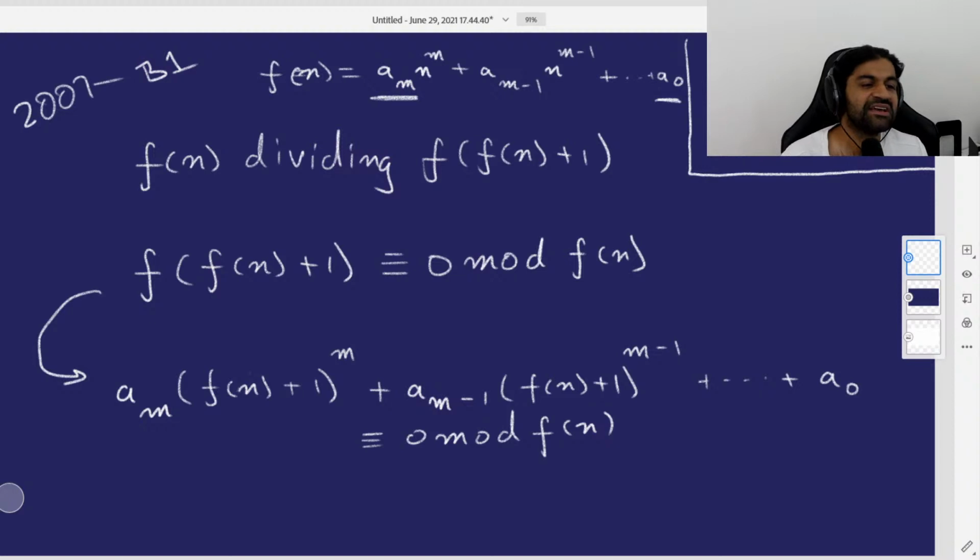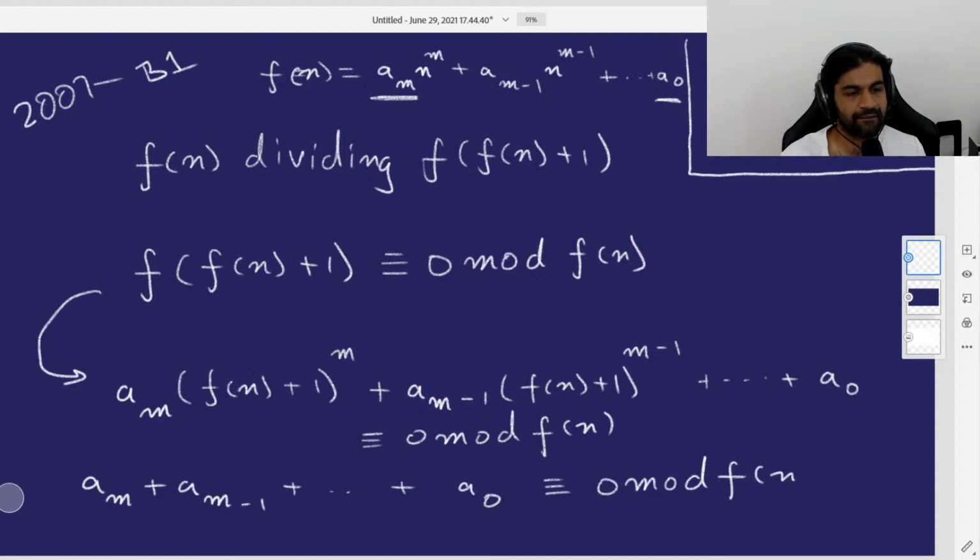Okay? So in other words, the remainder when you divide this big ugly mess by f of n is just going to be a_m times 1 to the m, a_(m-1) times 1 to the m minus 1, all the way down to a_0. So here you just get a_m plus a_(m-1) plus all the way down to a_0 is congruent to 0 mod f of n. Okay? Let me know if there are any questions about this step.